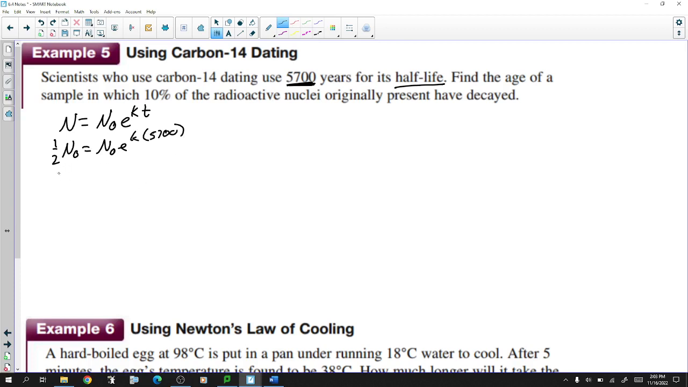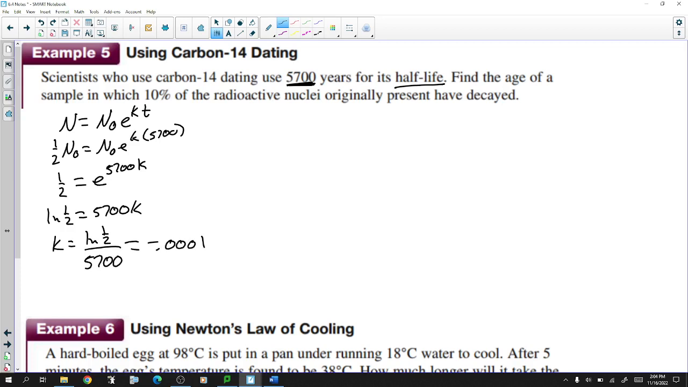Well, we can divide both sides by n naught, so here's what we're left with. Take the natural log of both sides. So k is natural log of 1/2 over 5,700. And that is negative 0.0001. Now, there's more numbers in the calculator, but we're going to represent the number with that right there. We have n is equal to n naught e to the negative 0.0001t, because that's the k.